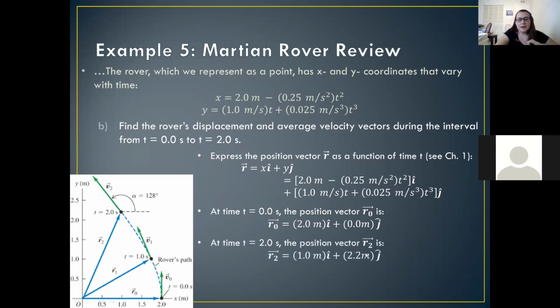Okay, at a time of 2 seconds, the position vector r2, we would just plug 2 in whenever we see t. And so that gives us an i hat direction of 1 meter and a j hat direction of 2.2 meters.